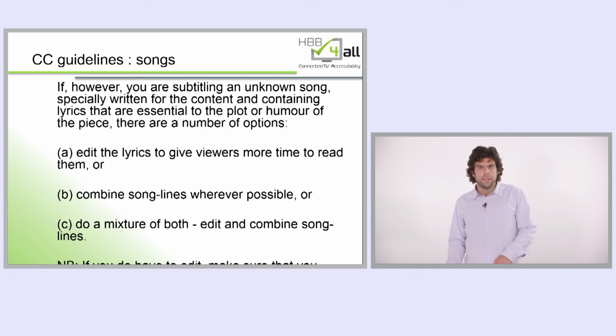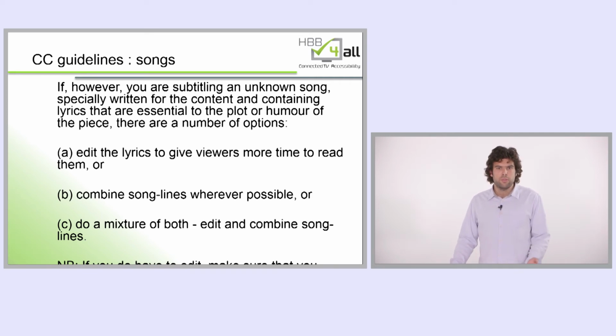If, however, you are subtitling an unknown song, specially written for the content, and containing lyrics that are essential to the plot or to the humor of the piece, there are a number of options. Option A, edit the lyrics to give viewers more time to read them, or option B, combine song lines wherever possible. And option C, do a mixture of both, edit and combine song lines. If you do have to edit, by the way, make sure that you leave any rhymes that are in the song.